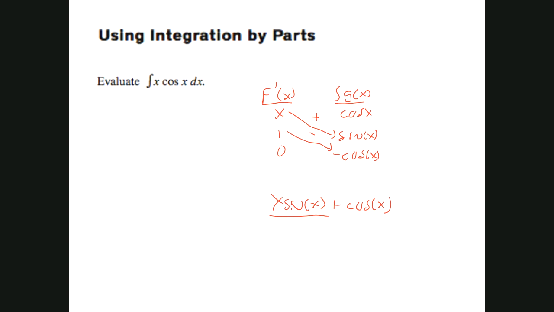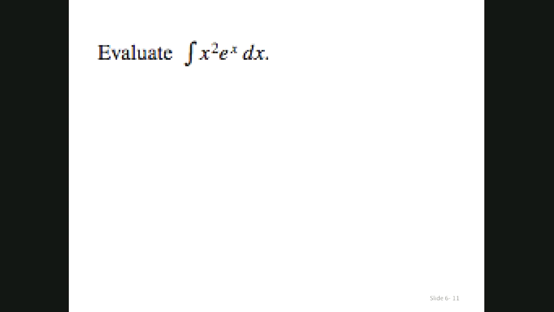All right. Let's try another one. x squared e to the x, okay? So a little bit tougher. And what makes it tougher is the higher this power is. So if I gave you the integral of x to the fifth e to the x, well, yeah, that's going to be a lot harder. Well, it's not going to be harder. It's just going to be longer.